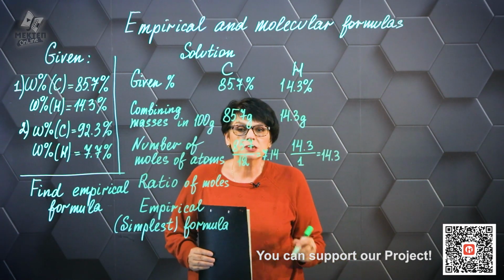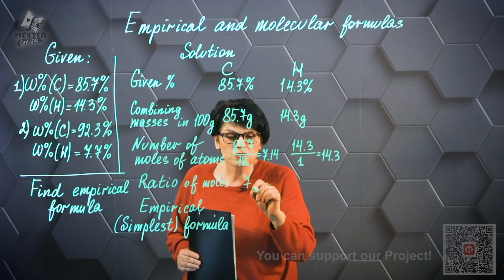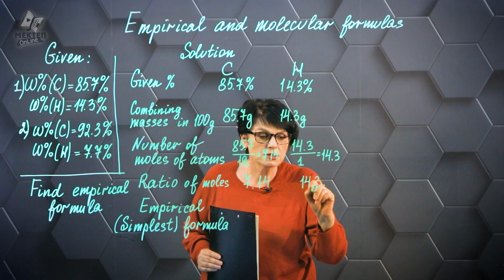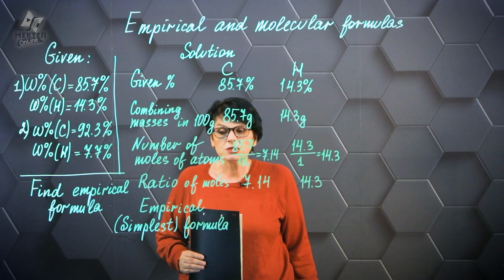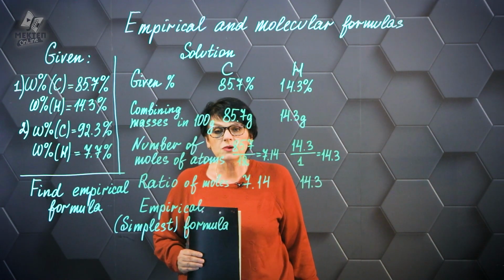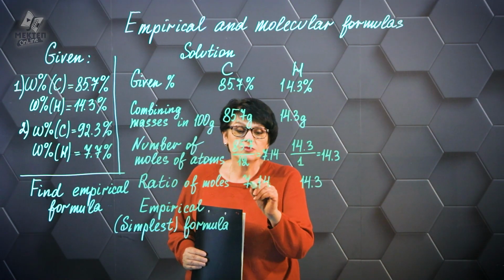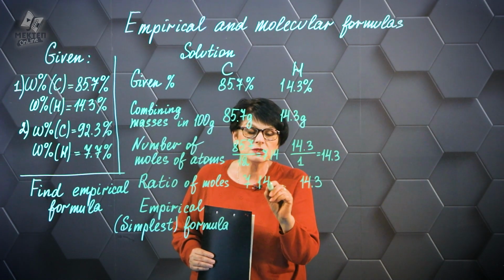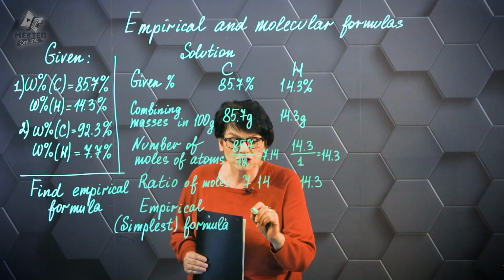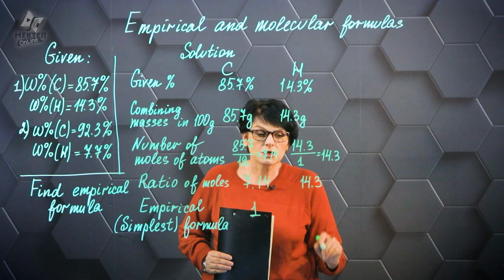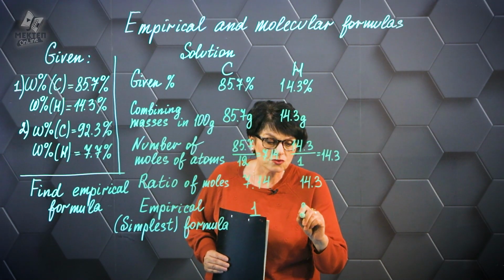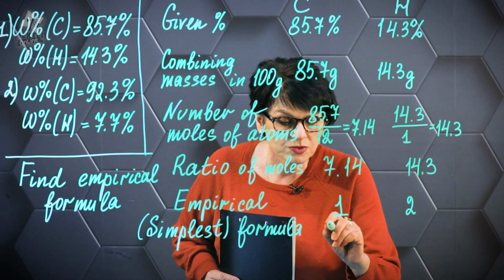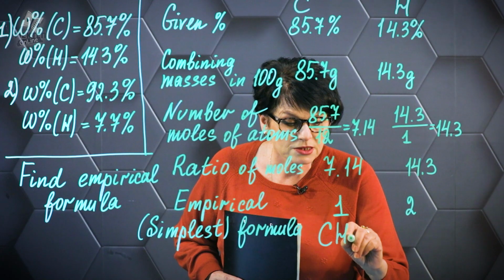Now let's find the ratio by moles. It will be 7.14 to 14.3. To find the smallest ratio, the so-called empirical formula, we have to divide both of these values by the smallest one, which is 7.14. Then for carbon it will be 1, whereas for hydrogen it will be 2, and then the simplest formula we get is CH2.